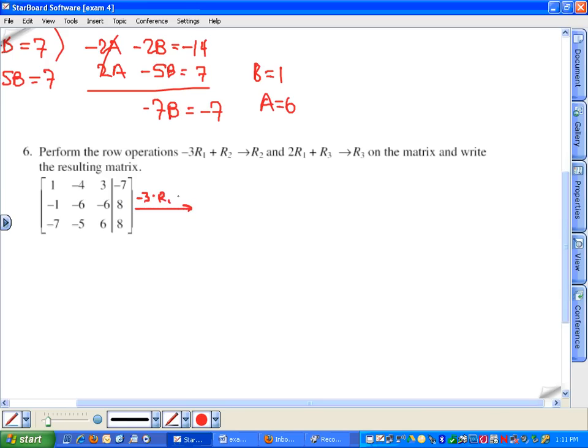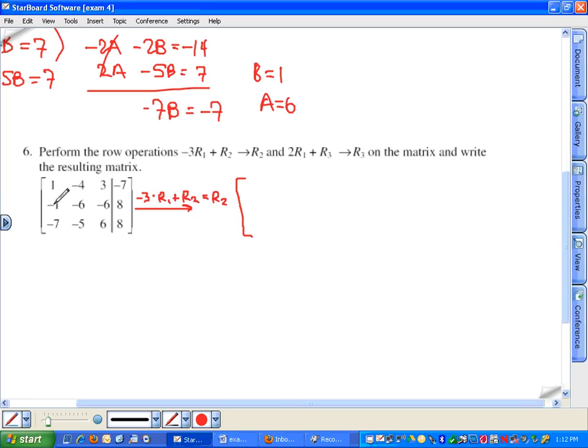-3 times row 1. Add that to row 2. That's going to become our new row 2. So row 2, the middle row, is the row that's going to be affected. The entries of row 2 are the ones that are going to change.